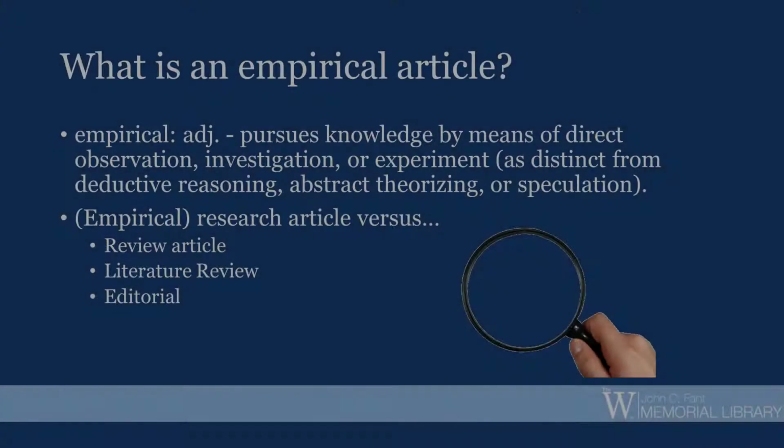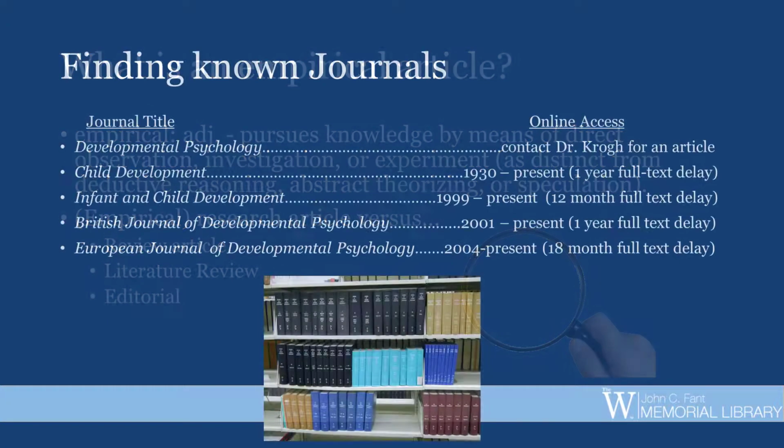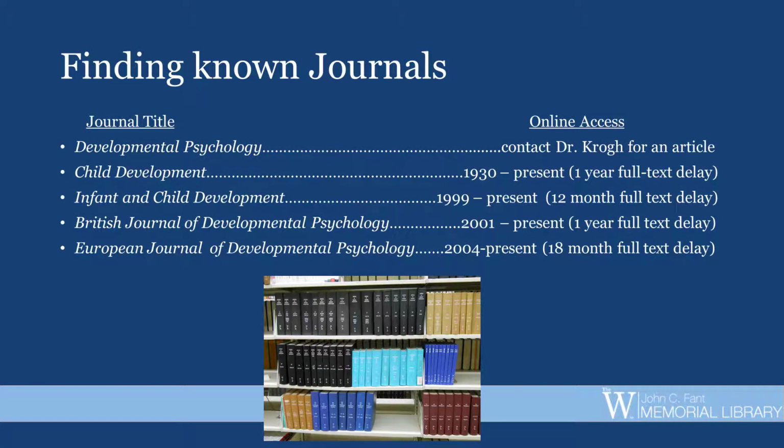So now that we know what an empirical research article looks like, let's find some. We have access to several of them through subscriptions to journals. The ones listed here have been selected specifically for your research. Take note of the dates of online access. Our subscription sometimes comes with an embargo or a delay of full text access. So when we search online, keep in mind that you may have to use alternative means to access some of the articles you find. I will show you how shortly.